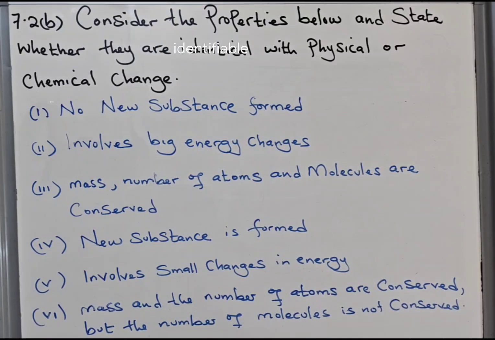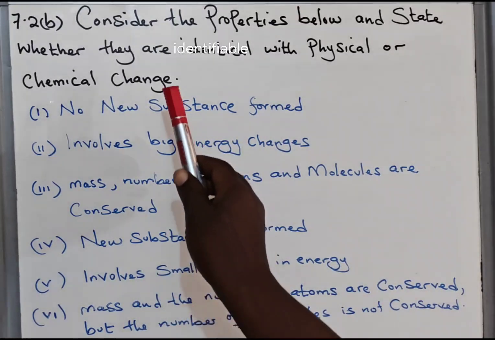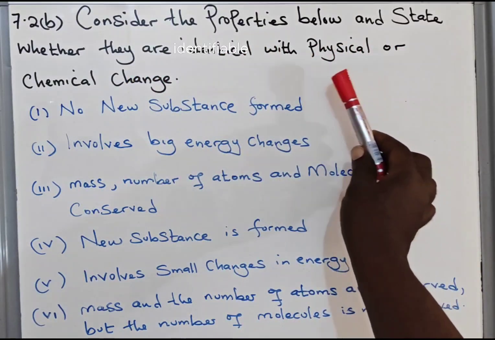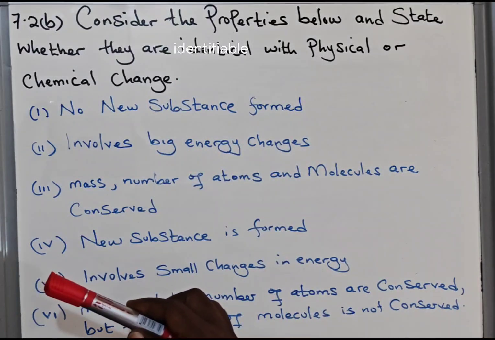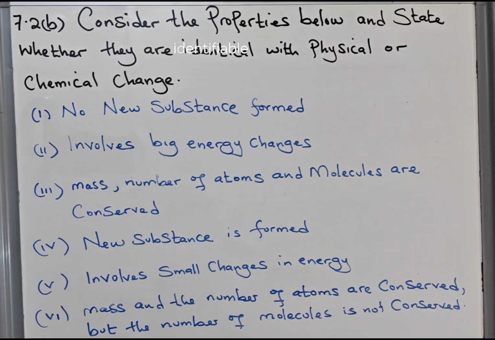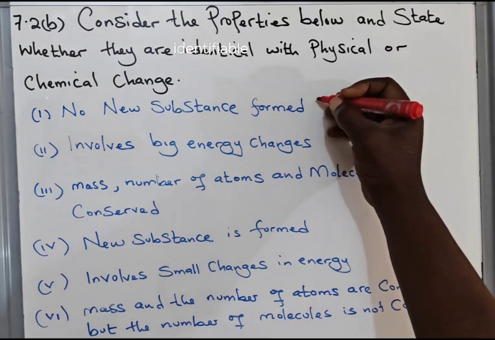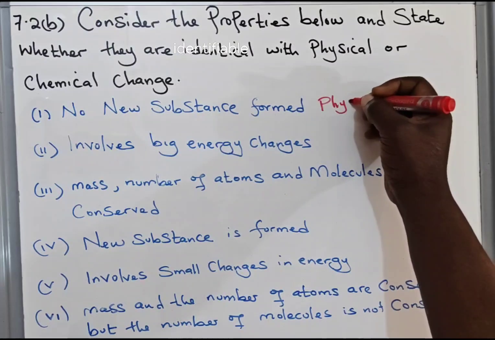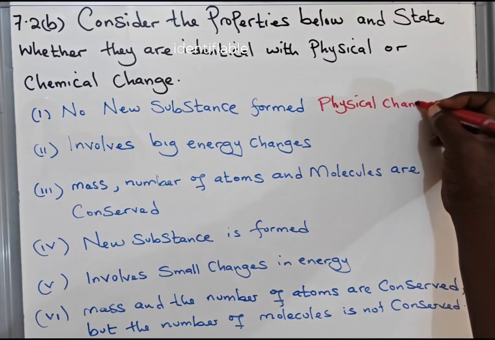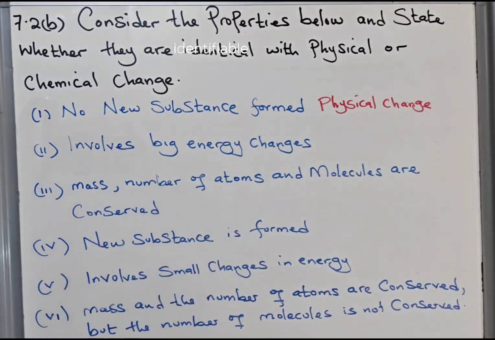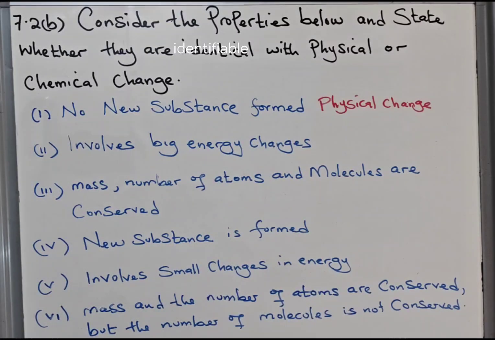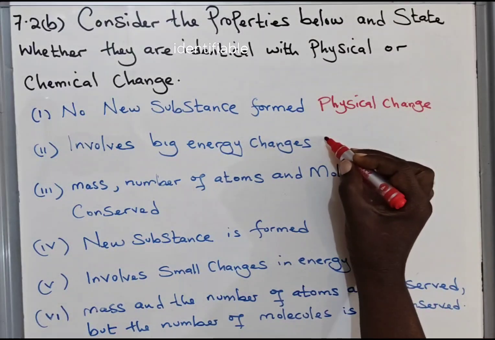Then we come to this question. It says, consider the properties below and state whether they are identical with physical or chemical change. The first one is, no new substance is formed. What is that? That is physical. During physical change, no new substance is formed. Then we have this one: involves big energy changes. What kind of change is that? That is chemical change.